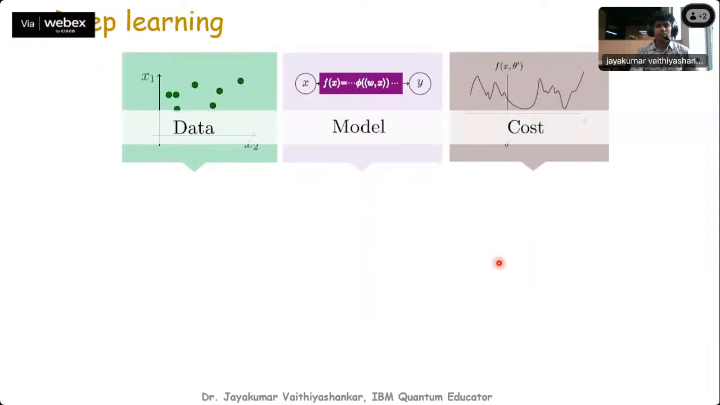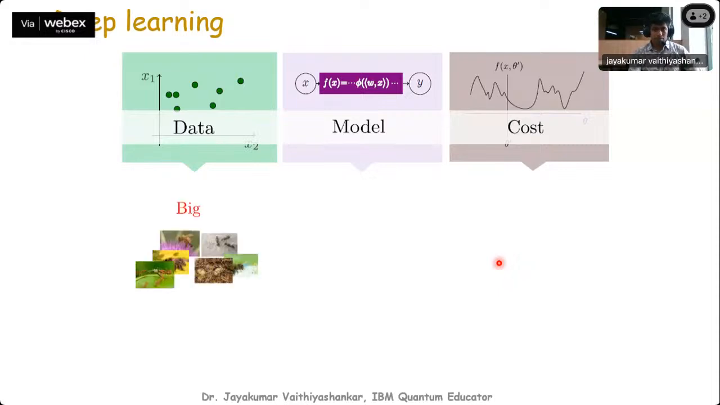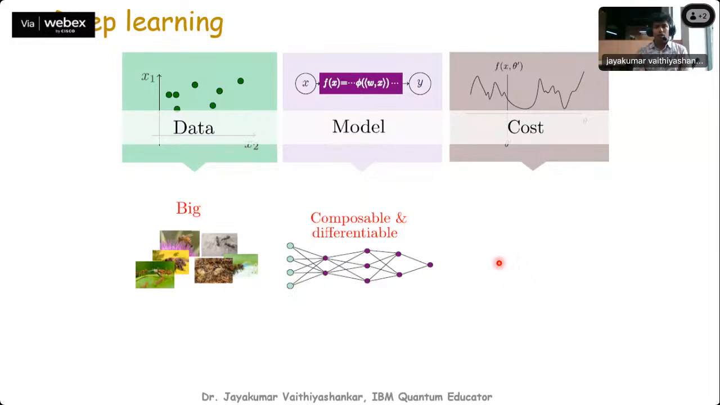Fine. So if you're using deep learning, the amount of data is somewhat big, so we tend to go for a big data model. The model contains many layers, and these layers are composable and also differentiable. That is why if you design a differentiable quantum circuit, it will give the enhanced version of quantum deep learning. So this is more suitable, or more reliable.